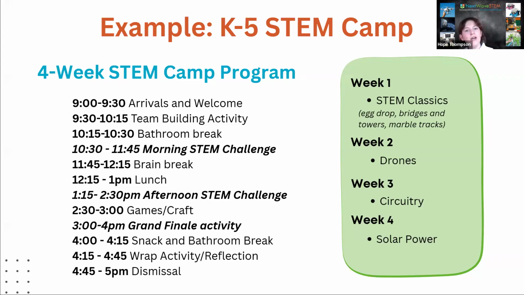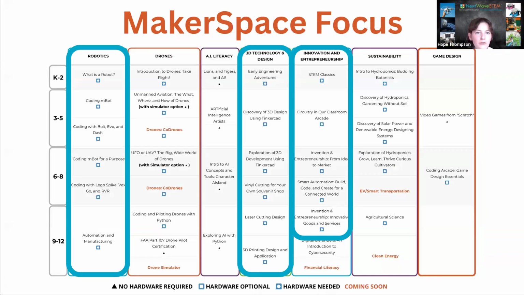And then week 4, we can have all of this time dedicated to examining solar power, renewable energy, and bringing together all of our different STEM topics throughout the week into a culminating activity. So hopefully with these two examples, you have a few different ways to start to visualize what a STEM camp can look like. Maybe you're thinking through what the focus of your programs are.